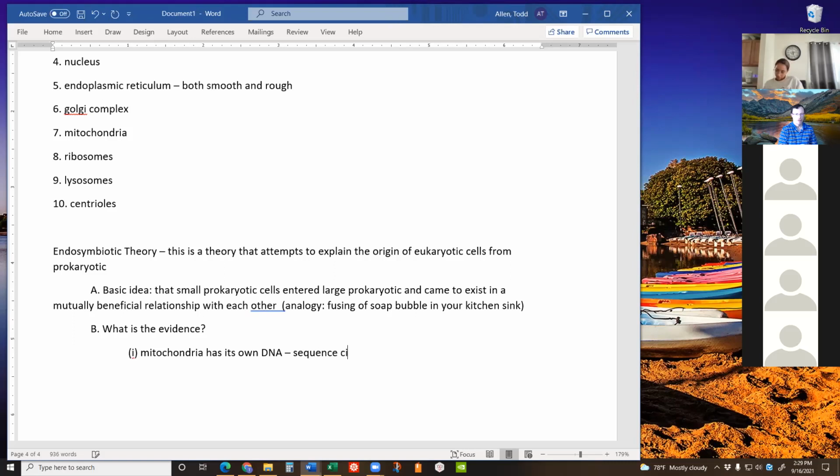Sequence comparison of mitochondrial DNA reveals DNA that is more similar to bacterial DNA than animal cell, I'll just say eukaryotic cell DNA. That's kind of curious, isn't it? I mean, that's just kind of odd that this observation seems to be true. Okay, well, let's take a look at some other things.